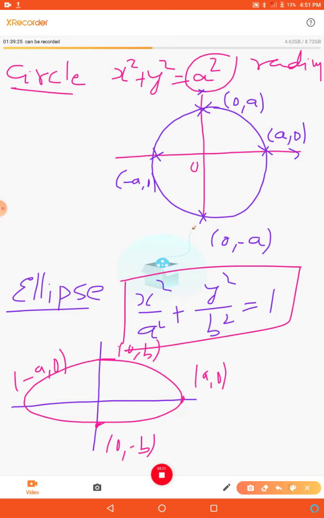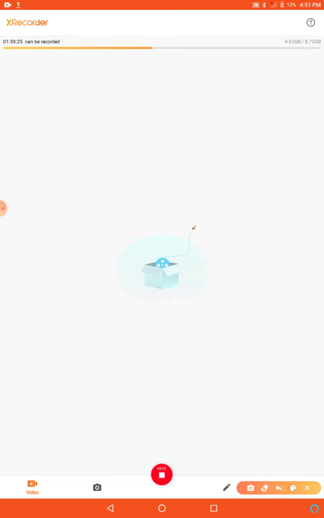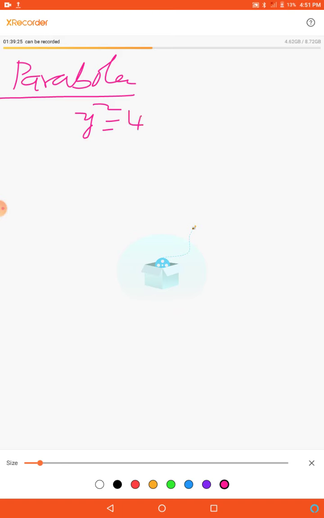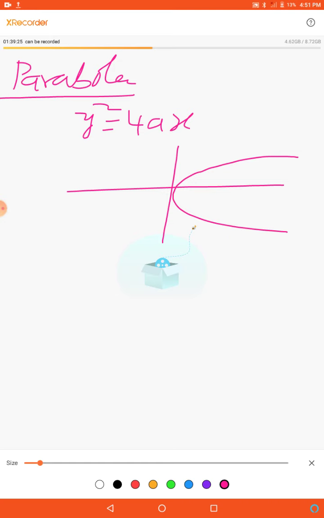Then we have the parabola. What is the equation of a parabola? A parabola will be of the form y square is equal to 4ax. This represents a parabola like this. It will be symmetrical along the x-axis.